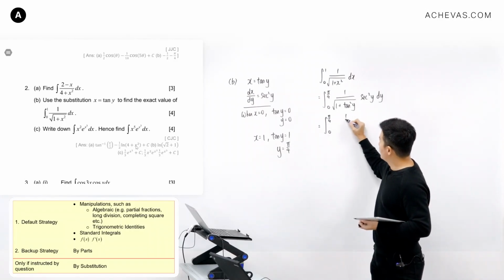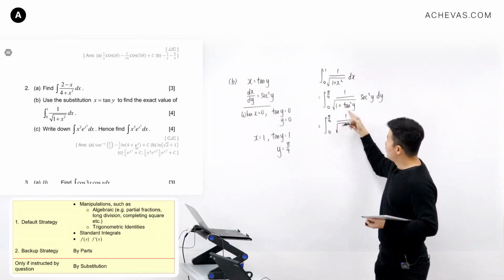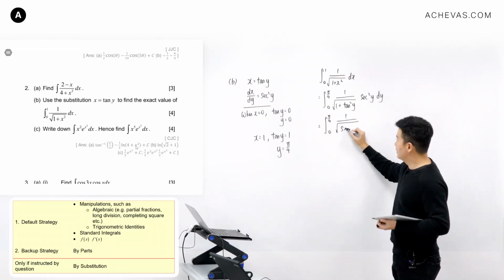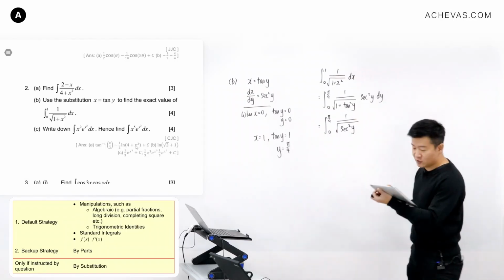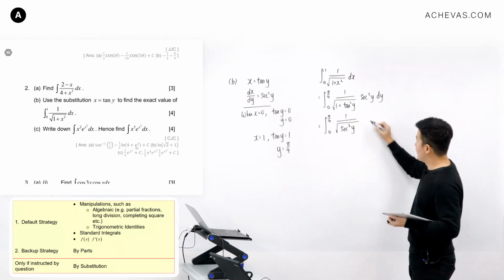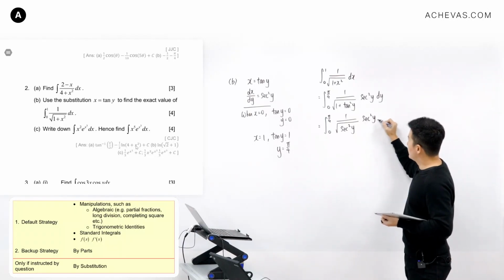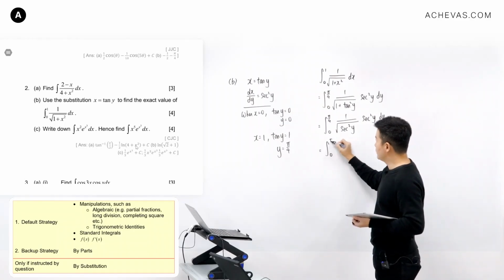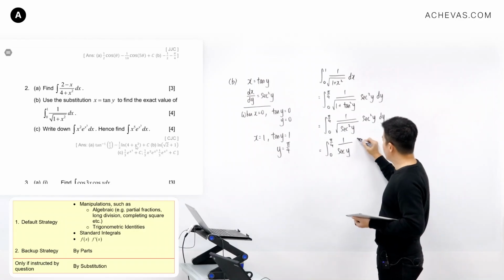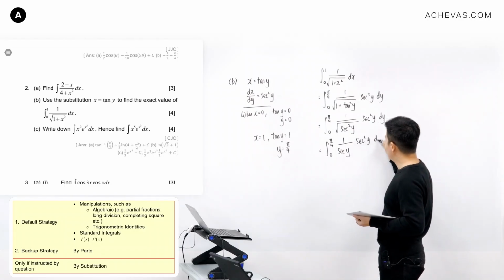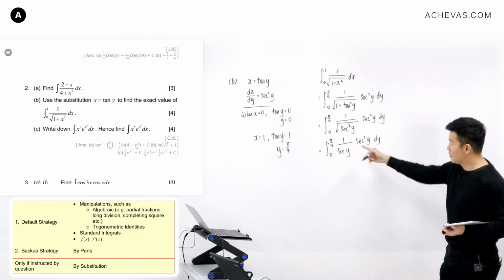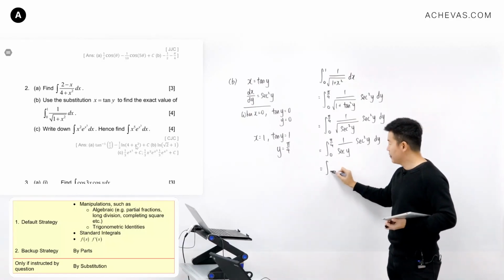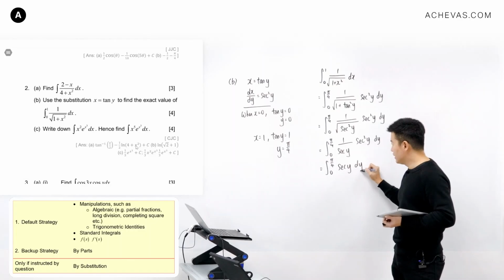Pi over 4, 1 over square root of 1 plus tangent square y. The trigonometric identity tells us that this is going to be equal to secant square y. And we have a secant square y here, dy. So this is integrating from 0 to pi over 4 of 1 over secant y, secant square y, dy. Cancelling them, we are going to be left with a secant y. So 0 to pi over 4 secant y dy.